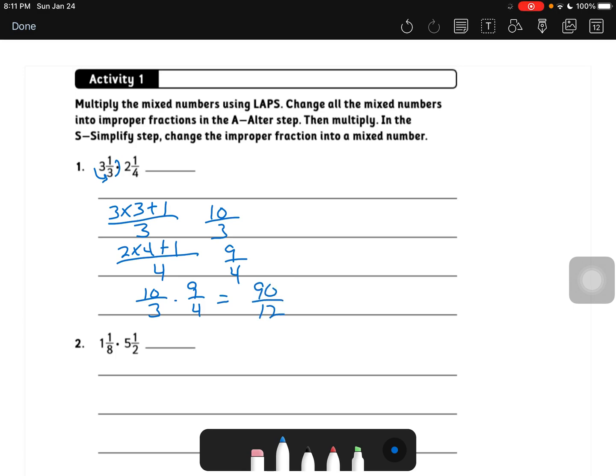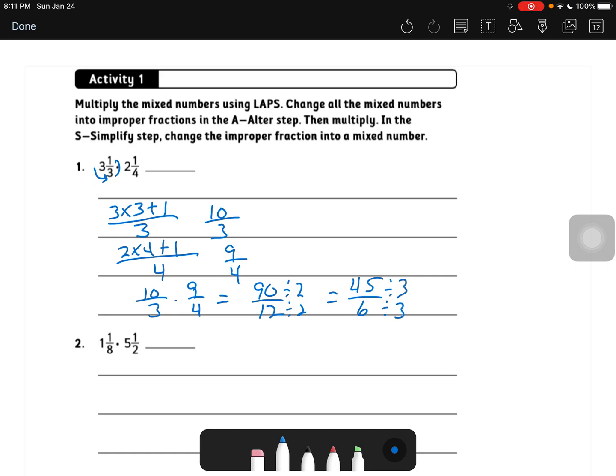Okay. So we want to change it back to a mixed number. So, and actually before I do that, I can divide these both by 2 because they're both even numbers. 90 divided by 2 is 45. 12 divided by 2, ooh, I think I could have gone bigger than that. 12 divided by 2 is 6. I think I can divide these by 3 now.